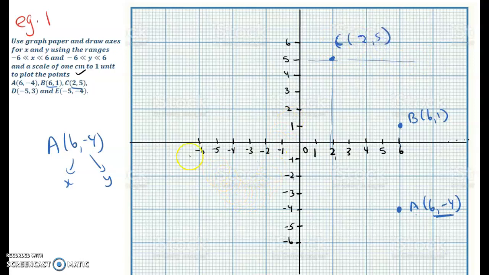And then we continue. D is -5, 3. So it's -5 on the x, 3 on the y. So that's here. Notice -5 is this whole long line here, 3 is this whole long line going here. And the place where they connect is actually here. So D is -5, 3. And lastly, E is -5, -4, which will actually be here.